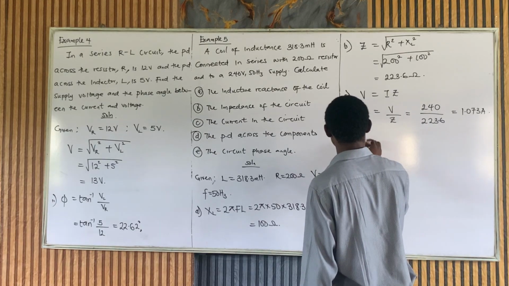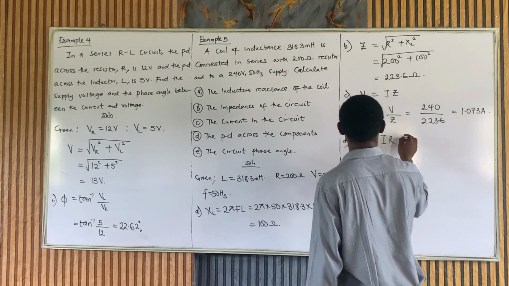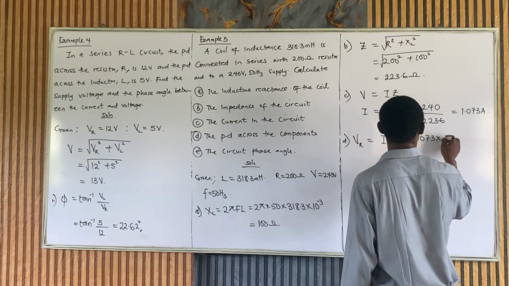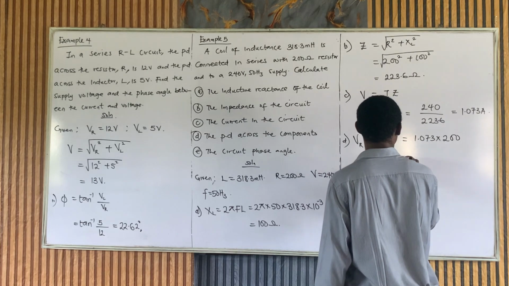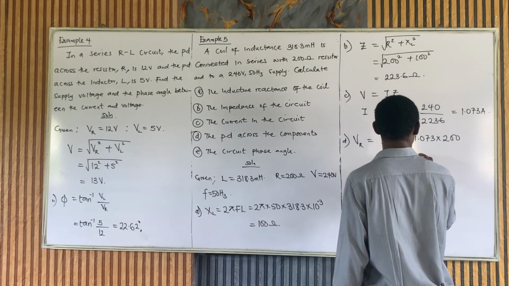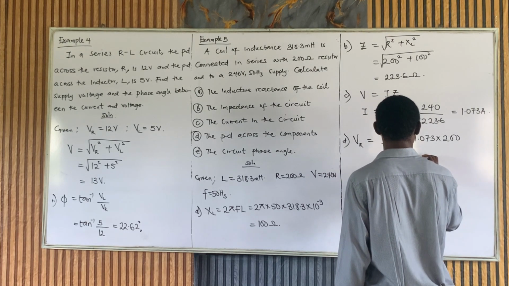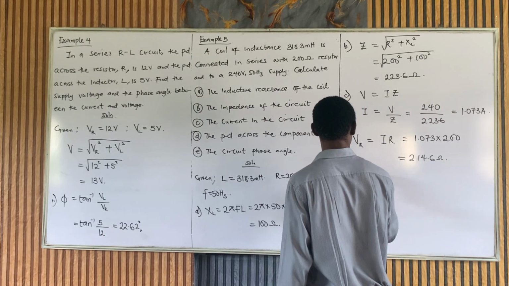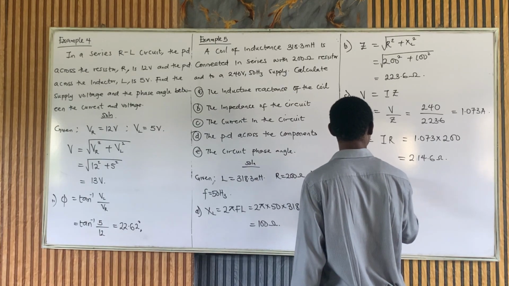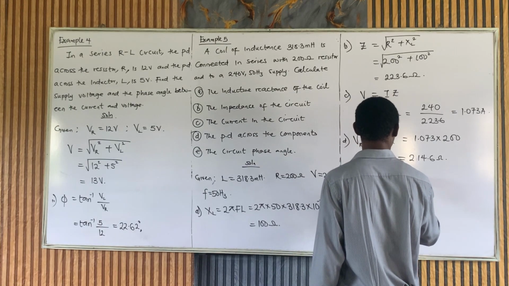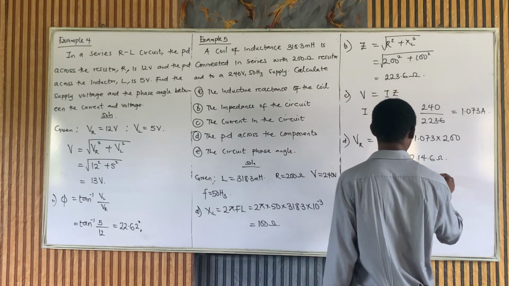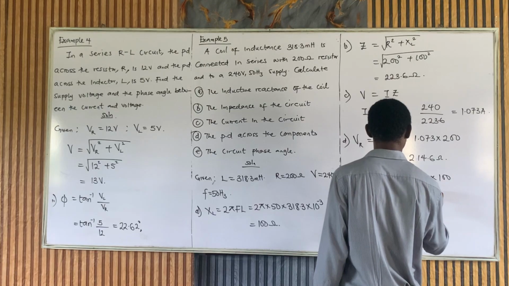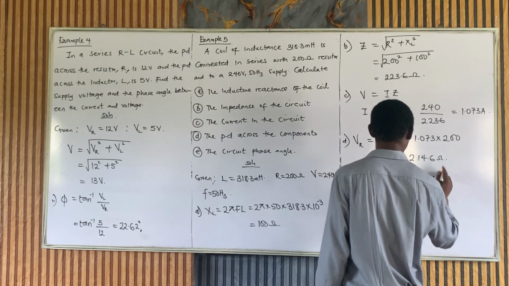Now D, the PD across the components. Voltage across the resistor is going to be IR, which is I, 1.073, times R, 200. So this is going to be 214.6 volts. Then voltage across the inductor is simply going to be I XL, which is 1.073 times 100, and this will be 107.3 volts.